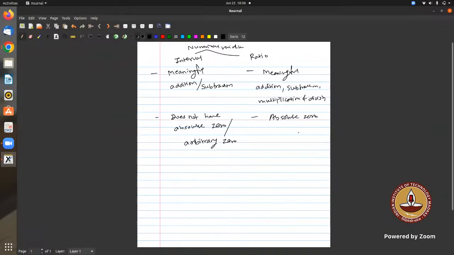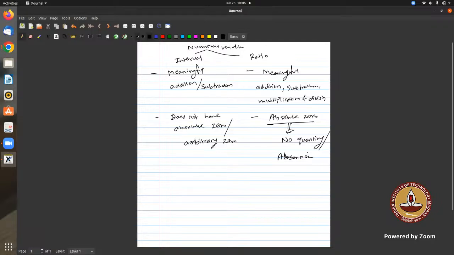So absolute zero means what? Absolute zero means no quantity present, an absence of whatever you are going to measure. For example, when you go to a shop, let's say you ask for 5 kg of sugar. He will weigh 5 kg, adding the sugar, and once it goes from 0 to 5 it becomes 5 kg. So 0 kg sugar means there is no sugar present, right?